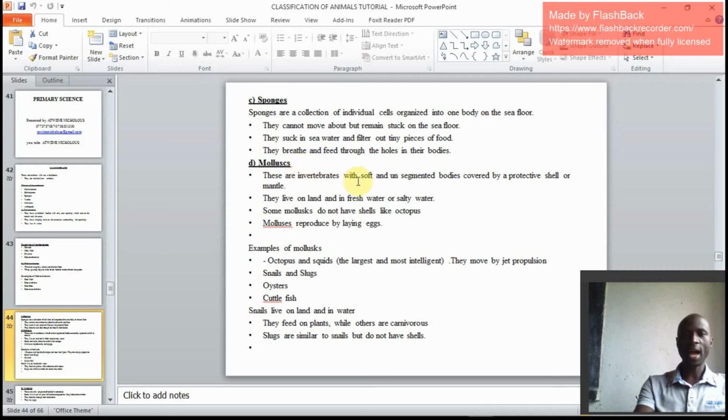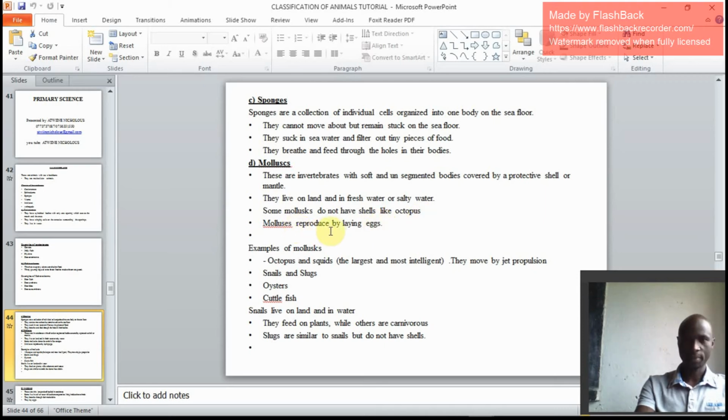These are invertebrates with soft and unsegmented bodies. Their bodies are not segmented at all, and they are covered by a protective shell or mantle. They live on land, in fresh water, or in salty water. That's where mollusks stay. Some mollusks do not have shells, like the octopus.